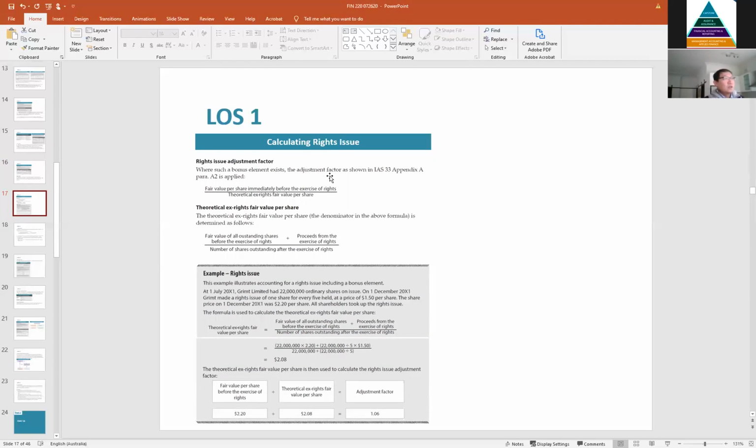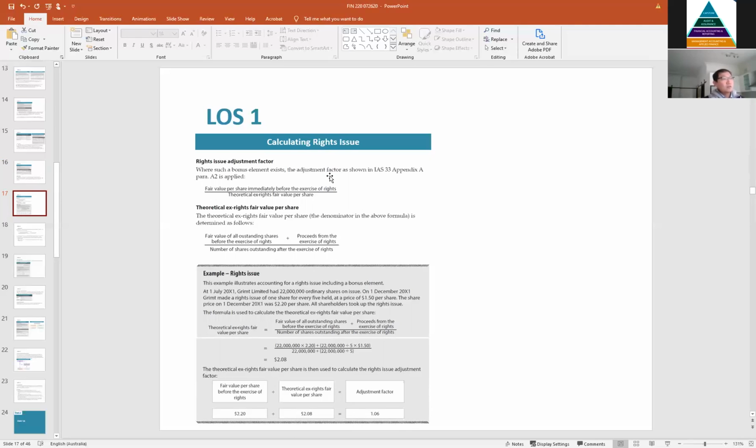So it's the value of the shares. Think about it as the market value of the shares before the exercise of rights, and what the post rights issue share price is. Now, how do we calculate this theoretical ex-rights fair value per share?